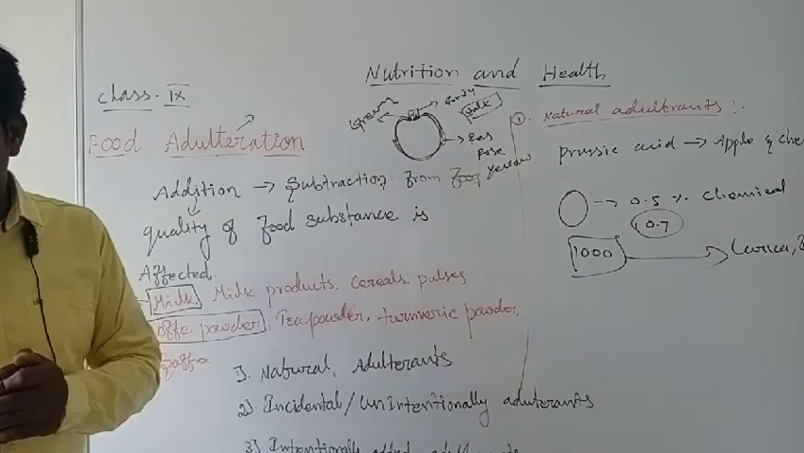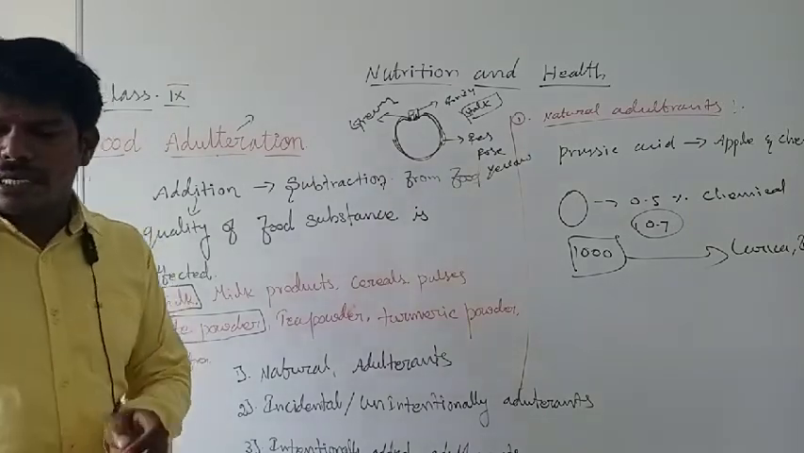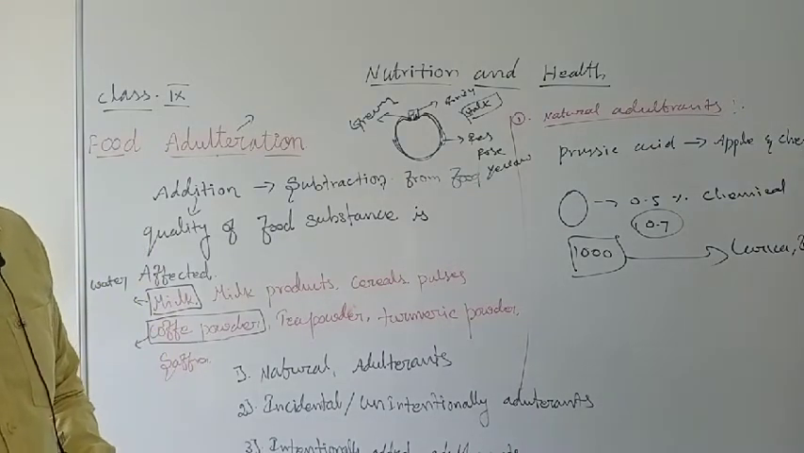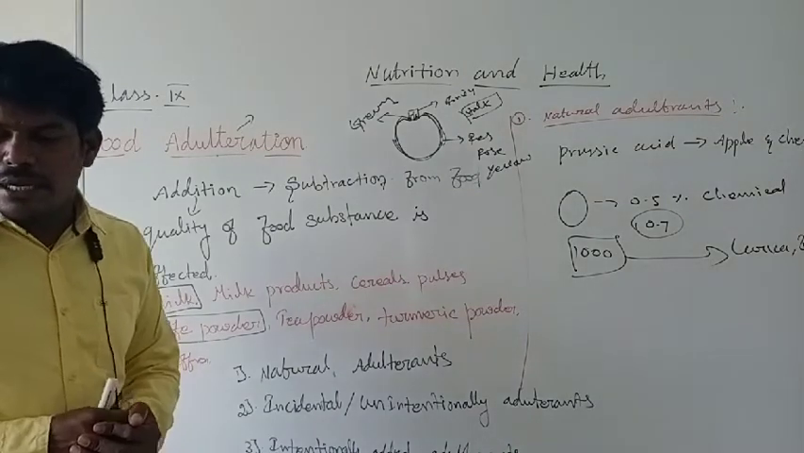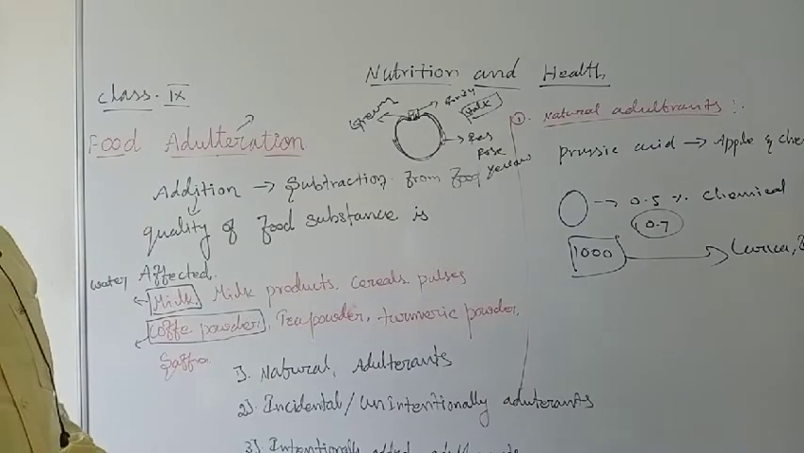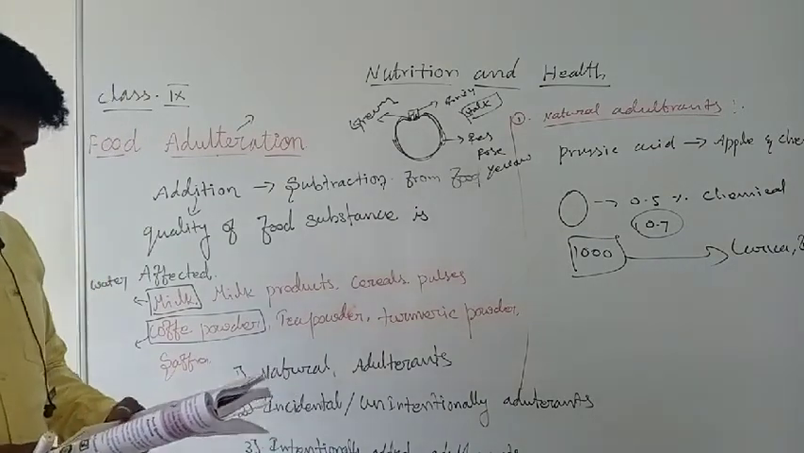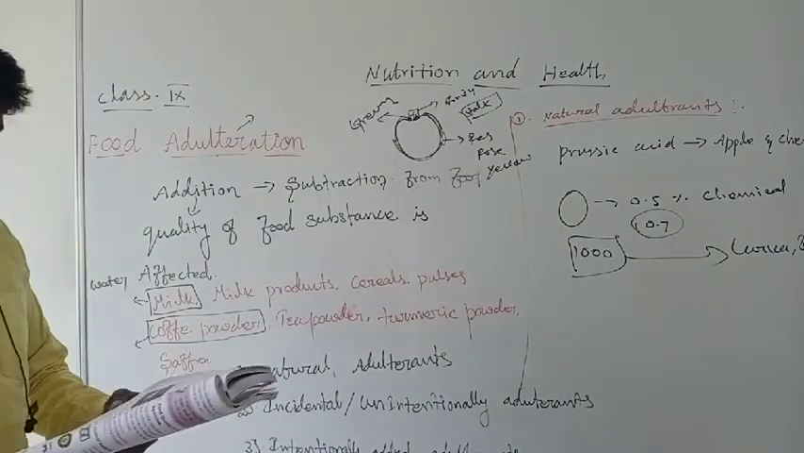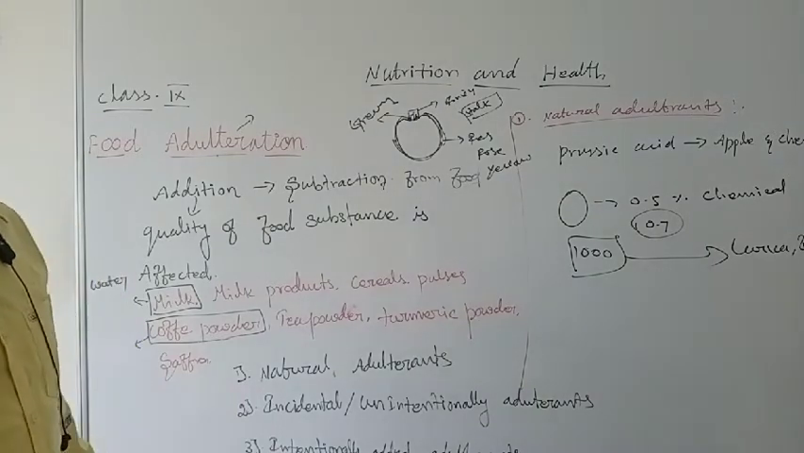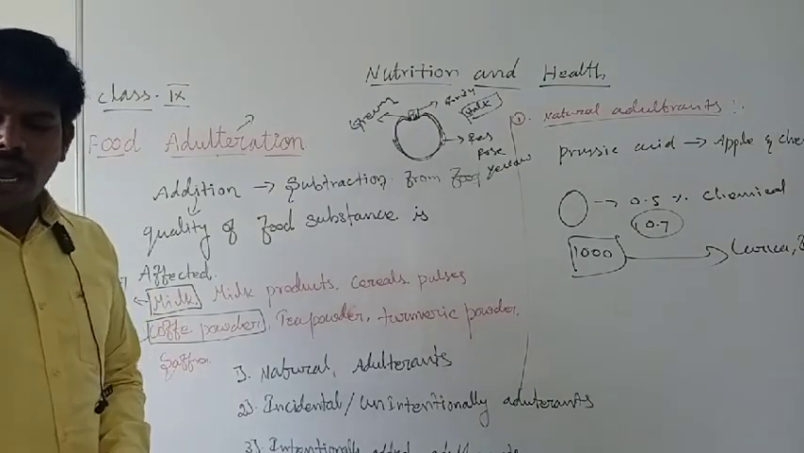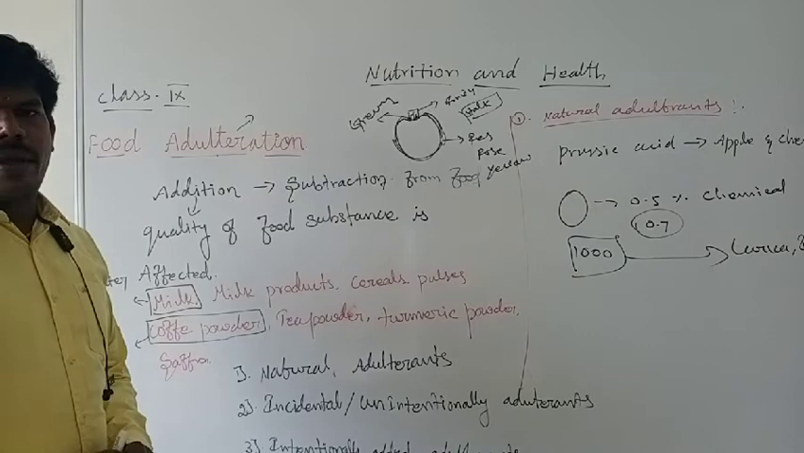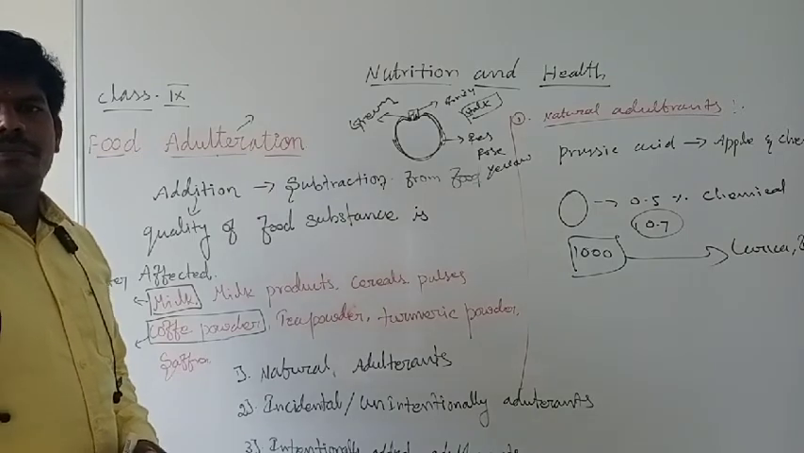What are the health effects of adulterant food? The consumption of this adulterant food may lead to serious health effects. What are they? Fever, diarrhea, vomiting and gastrointestinal disorder, asthma, allergy, neurological disorder, skin allergy, colon cancer, and even birth defects. Thank you.